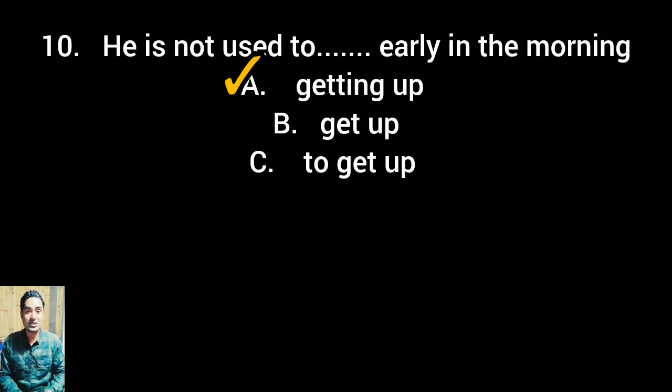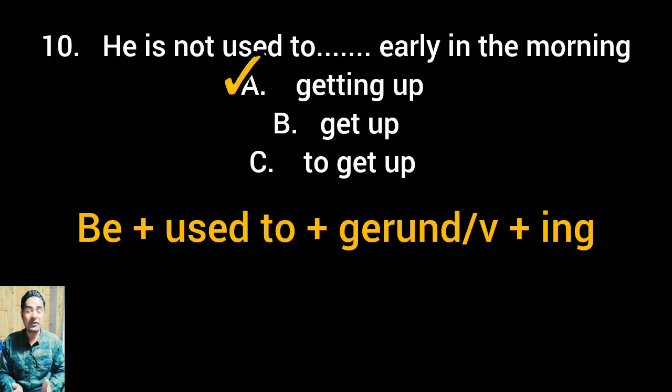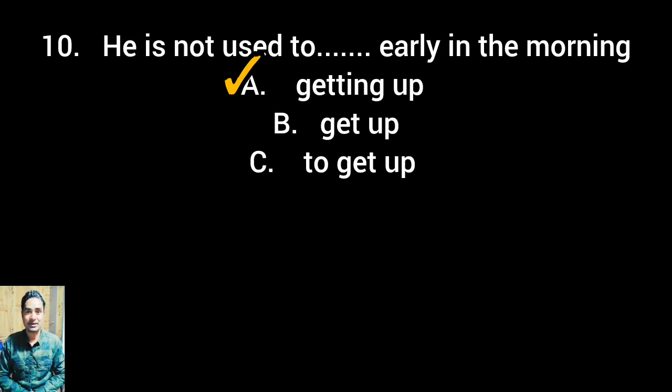First, used to plus infinitive. Second, be family verb plus used to plus ing. And third, be family verb plus used plus to infinitive. What do I mean by that? Be family verbs: is, am, are, was, were. These are be family verbs.